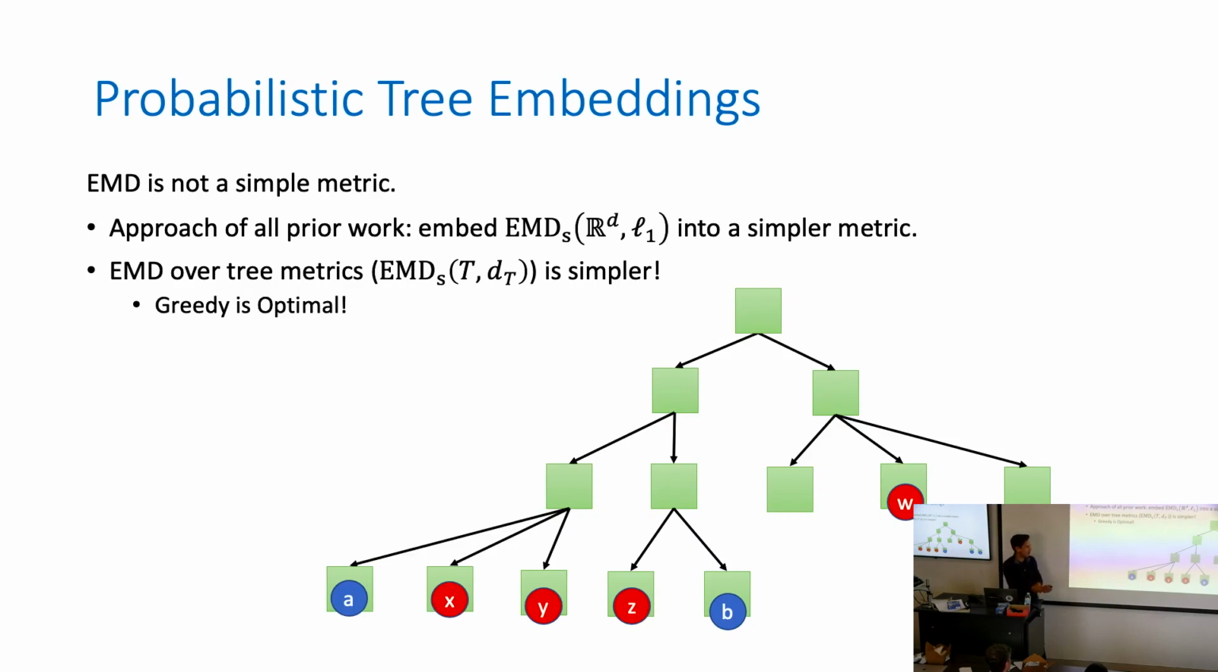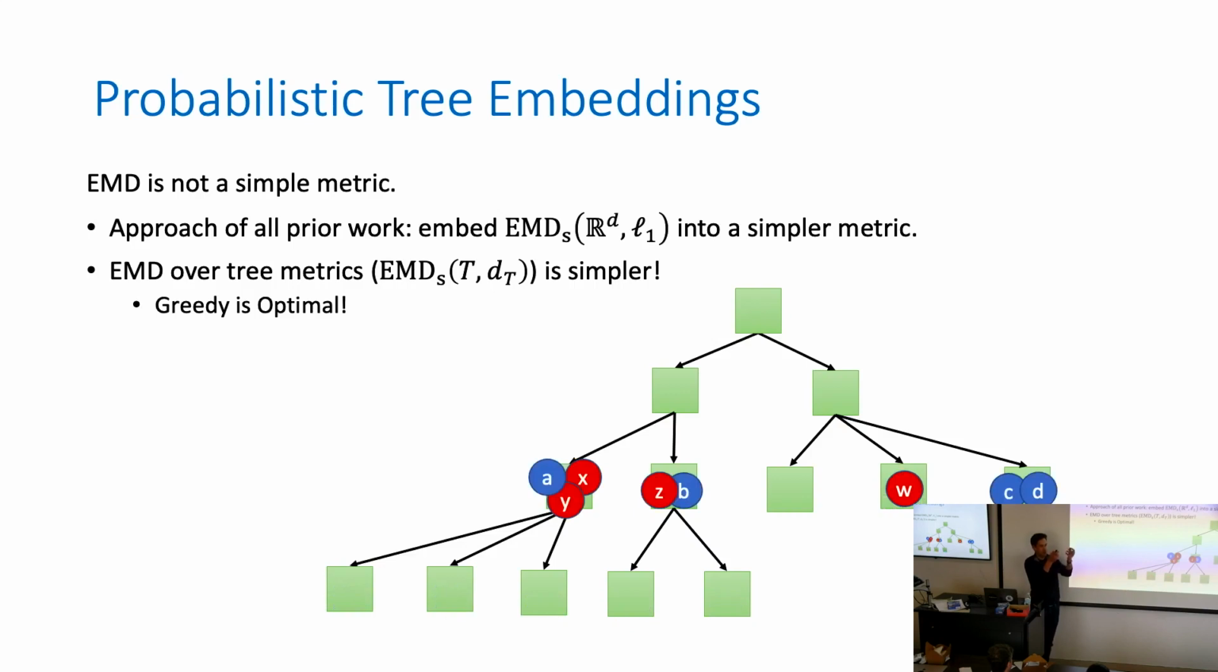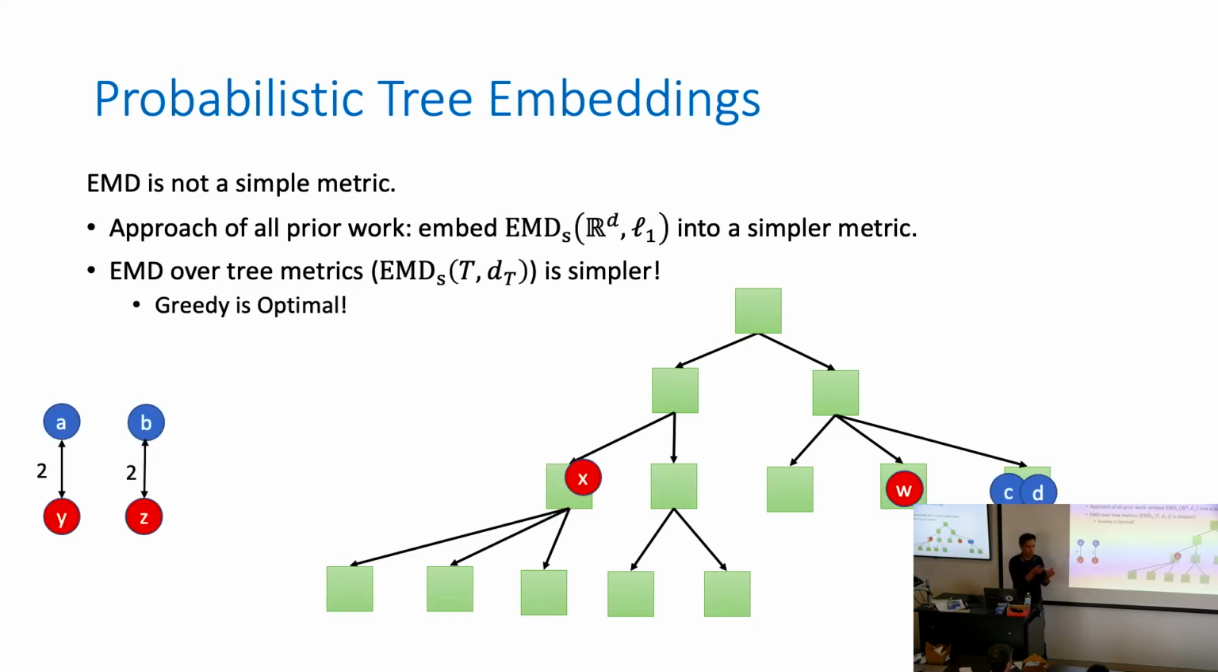Why is this a simple metric? Well, it's a fun and fairly simple exercise to show that the optimal matching in this case is just a greedy matching. So if I just move the points up greedily and greedily match any points that land in the same node, I'm finding the nearest neighbor and just greedily matching points to the closest point, arbitrarily. This is an optimal matching in a tree. It's fairly easy to show that.